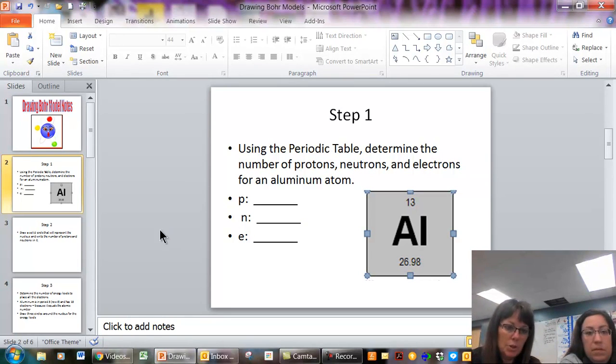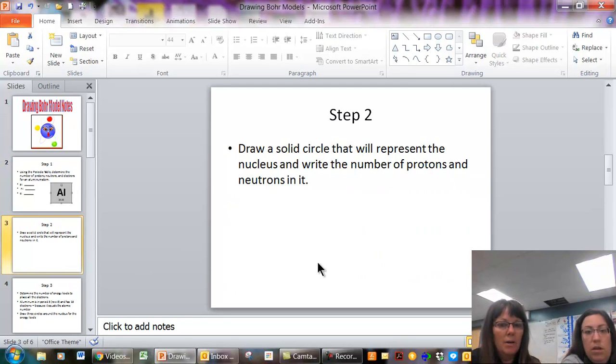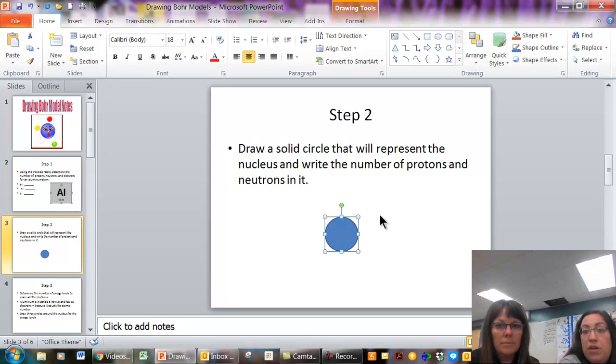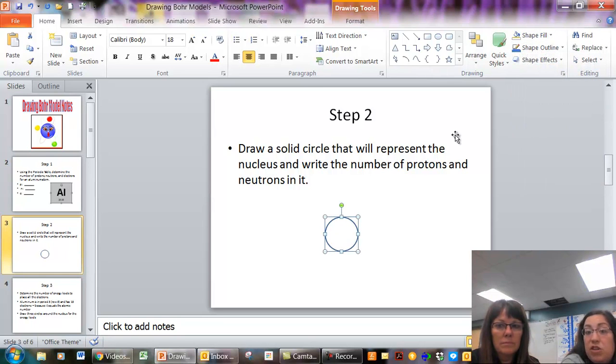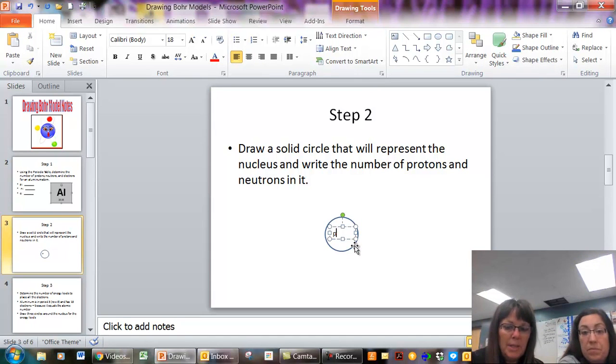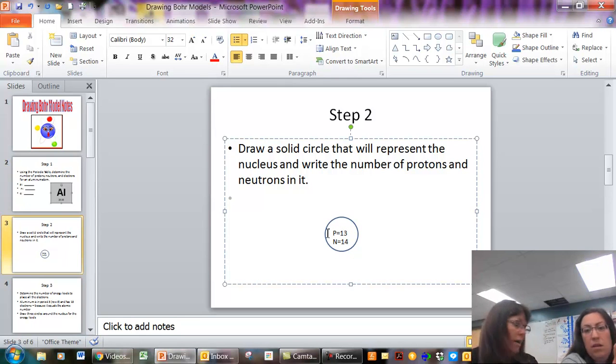Step 2. You're going to start by drawing a circle that's going to represent your nucleus. Inside your nucleus, we're not actually going to draw out each little dot, but you're going to write the number of protons and the number of neutrons. You need to make sure you label which one's protons and which one's neutrons, because otherwise we won't know which is which. So we're going to put P equals 13 and N equals 14. That's our nucleus. That's step 2 done.